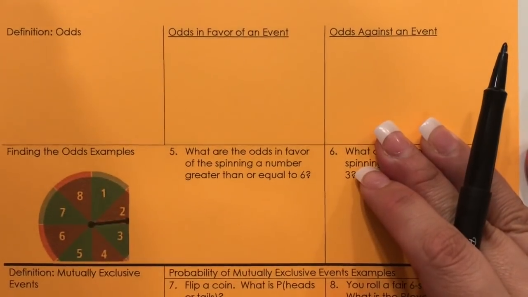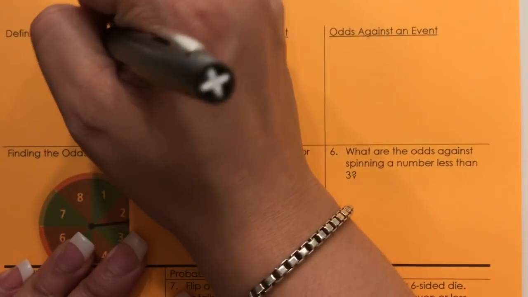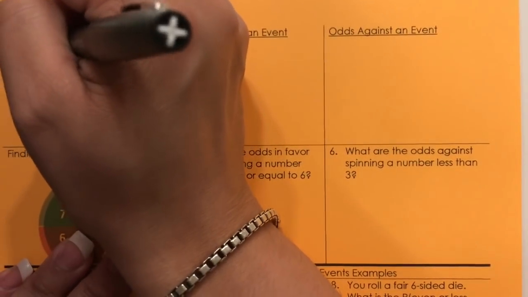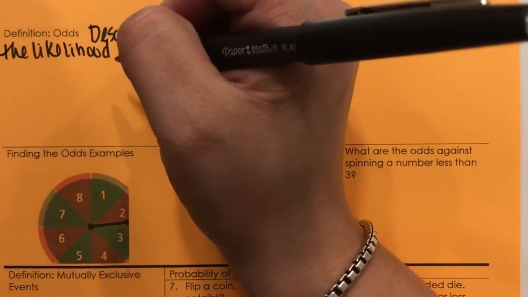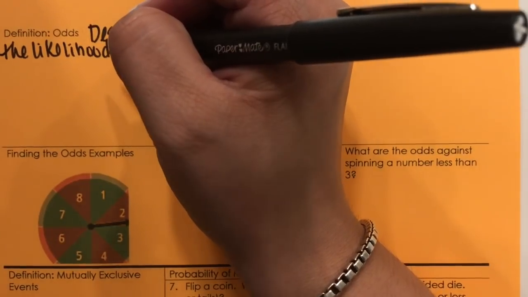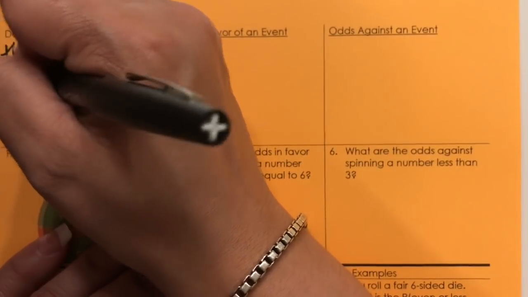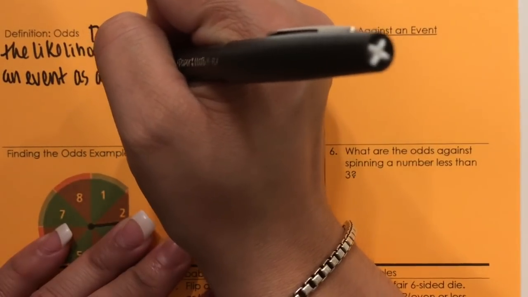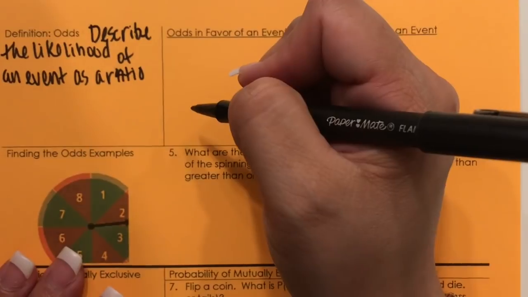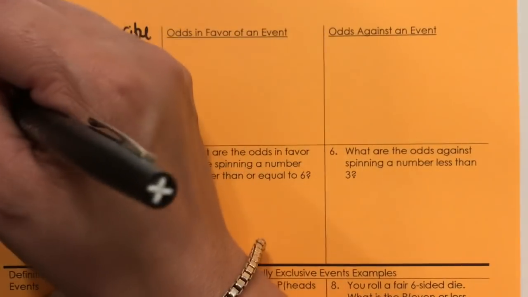Okay, let's go ahead and look at the second page, and we're going to try and find our odds. So finding the odds is basically you're going to describe the likelihood of an event as a ratio. So this ratio is basically going to compare the number of favorable and unfavorable outcomes.